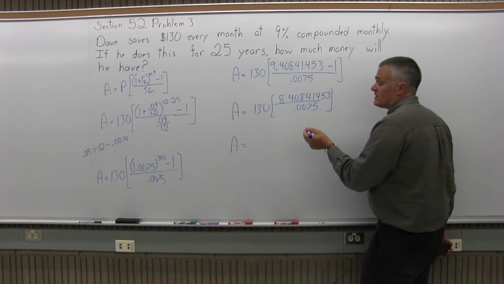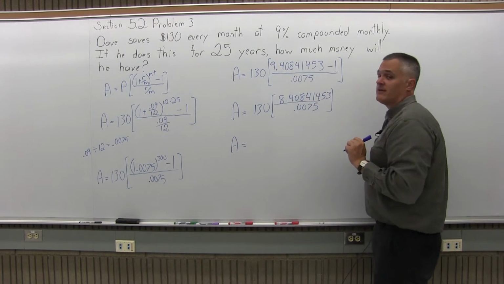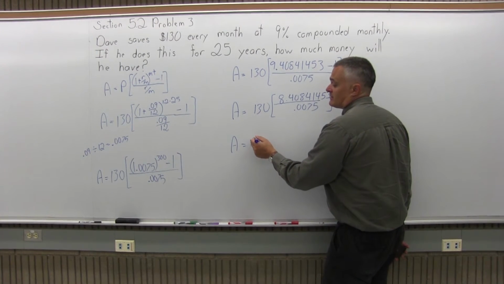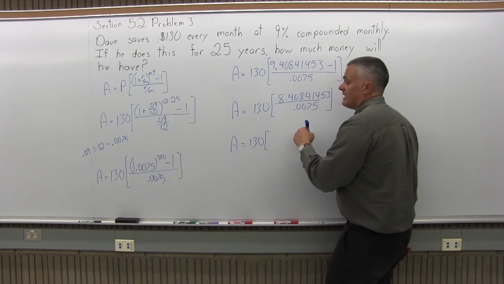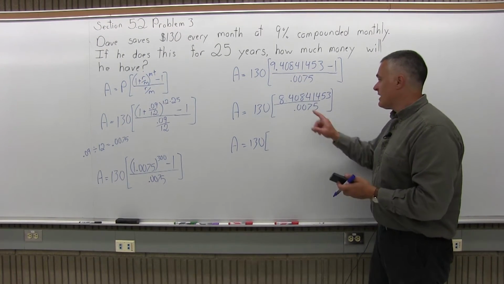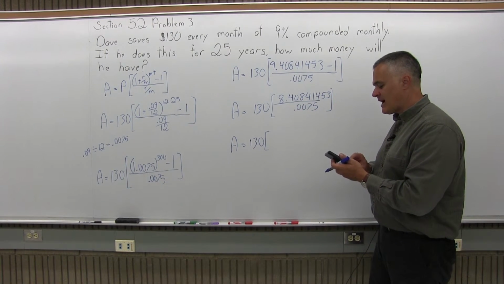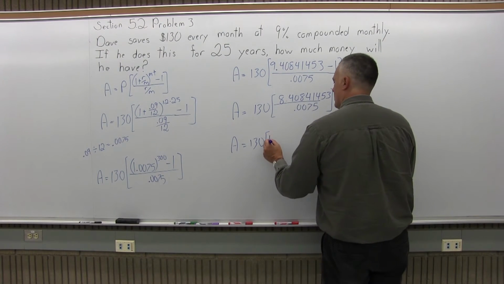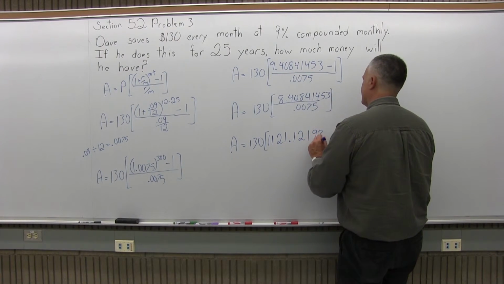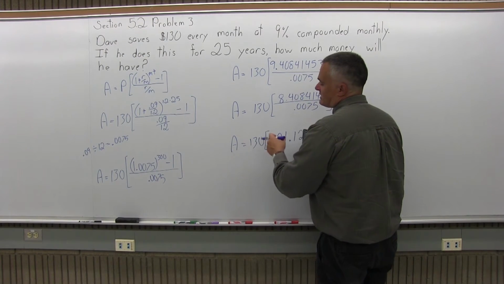So the next thing I'll do is finish the work in the brackets. You have 8.408 something on top, and you're going to divide that by the 0.0075 that's in the denominator. Again, I can't do that without a calculator. You'll still have times 130 in front of that. So I'll have times 130, and then in the brackets I'll be down to one number. So if I do the 8.40841453, divide that by 0.0075, the result is 1121.121937. That number is in my brackets, and times in front of the brackets is 130.